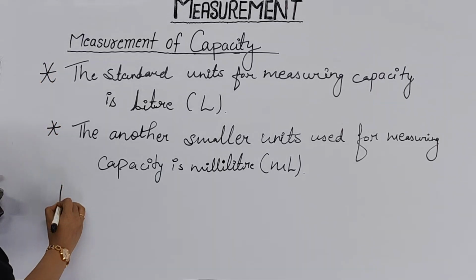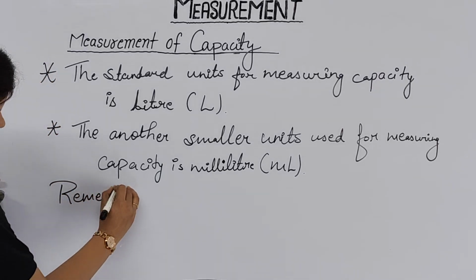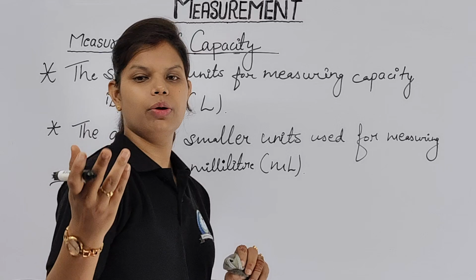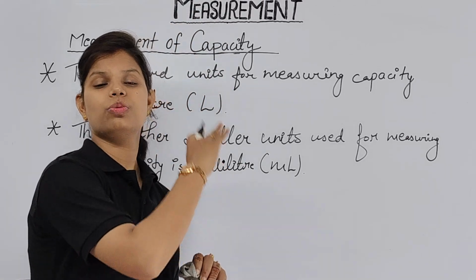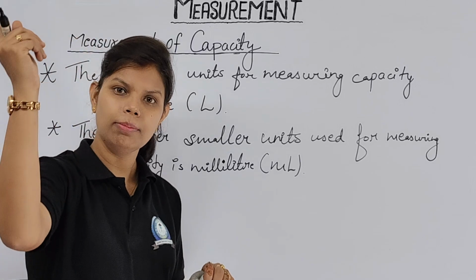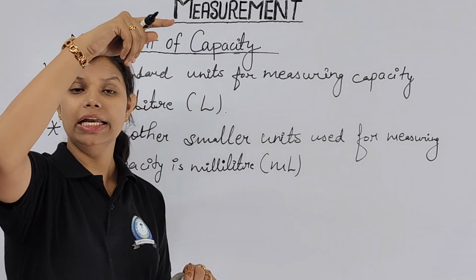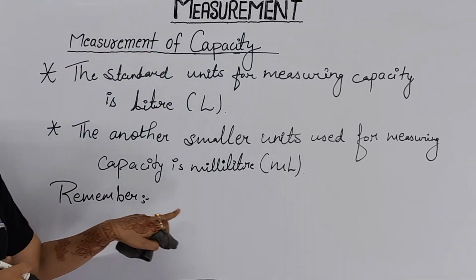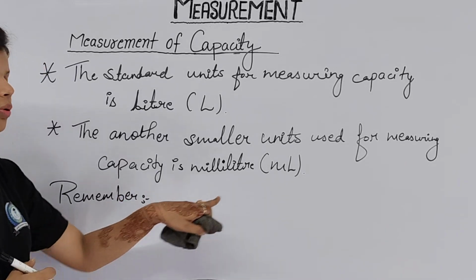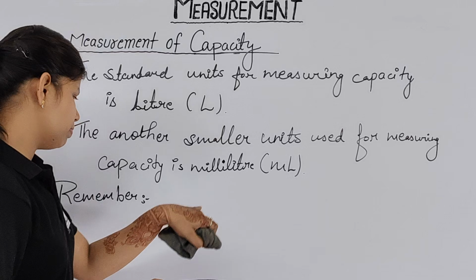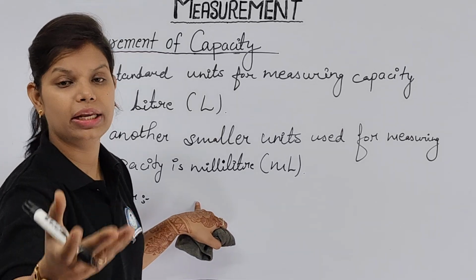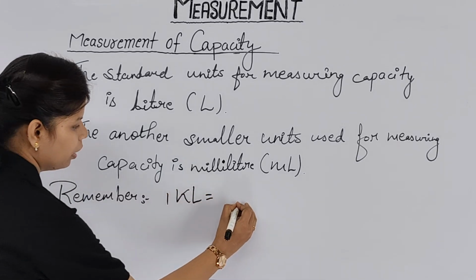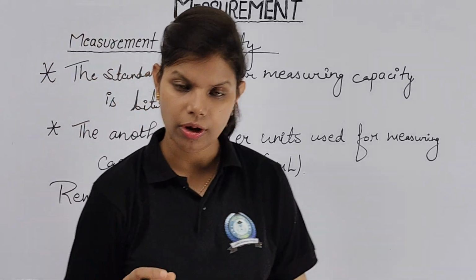Please write the next point, that will be your remember. In this remember, the first point you are going to write is: 1 kiloliter equal to how many liters? The biggest unit in this one will be your kiloliter. Like in the previous videos we had kilogram and kilometer, in this we have kiloliter. So you can write: 1 kiloliter equal to how many liters, or 1 liter equal to how many milliliters. If somebody asks you 1 kiloliter equal to how many liters, that is a general question. So let's put it: how many liters do you have for 1 kiloliter?